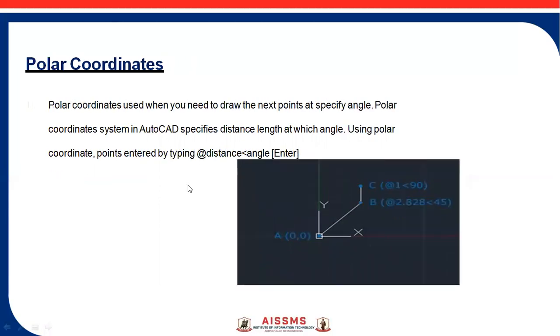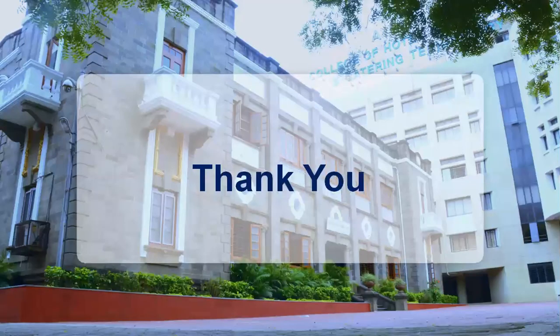Then polar coordinates. Polar coordinates are used when you need to draw the next point at a specified angle. Where we want to include the angle, the polar coordinate system in AutoCAD specifies the distance, or length, and the angle at which it should be rotated. Using polar coordinates, the point is entered by typing @, distance, less-than symbol, angle, and Enter. In that way, we can use polar coordinates.